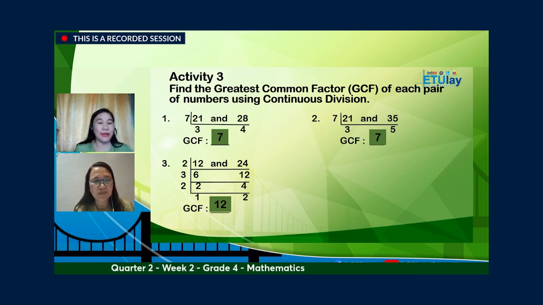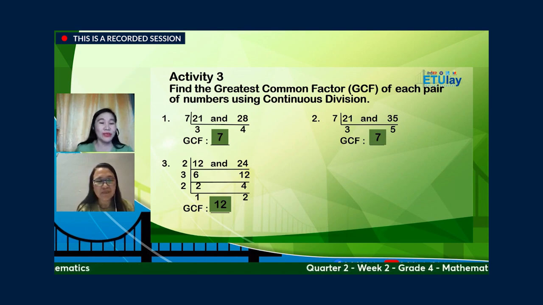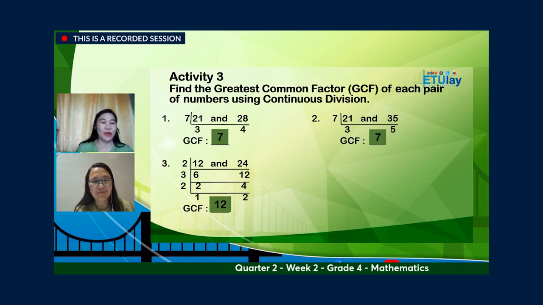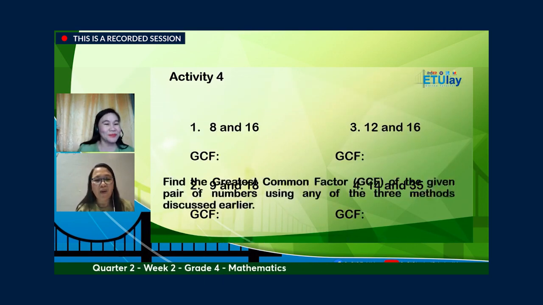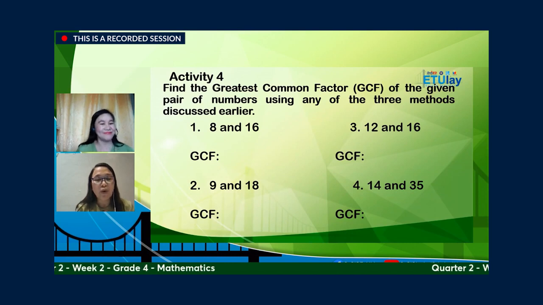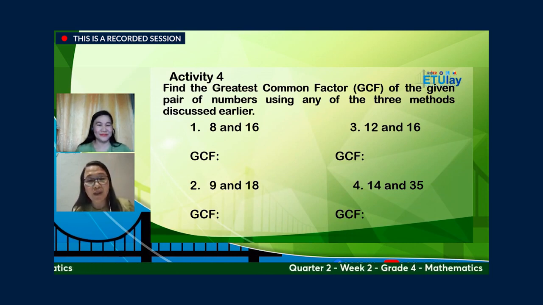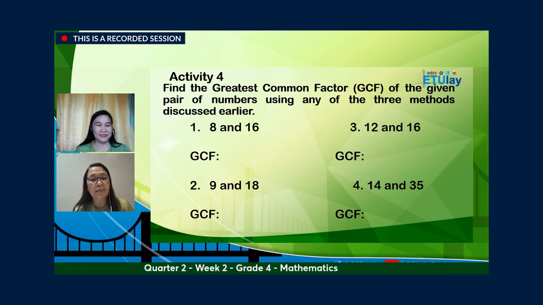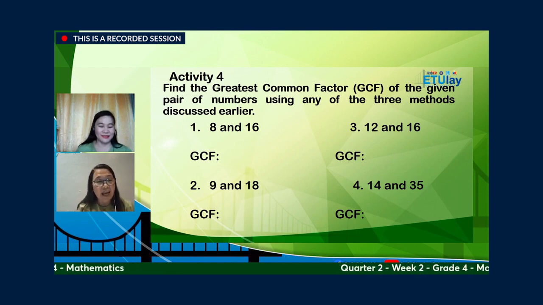Ngayon, i-apply nilang lahat sa ating activity 4. So, they are free to use what method they want to apply. Okay, so activity 4, Tutorella, ano nga ba ang gagawin? For activity 4, find the greatest common factor or GCF of the given pair of numbers using any of the 3 methods discussed earlier. Okay, for number 1, 8 and 16.